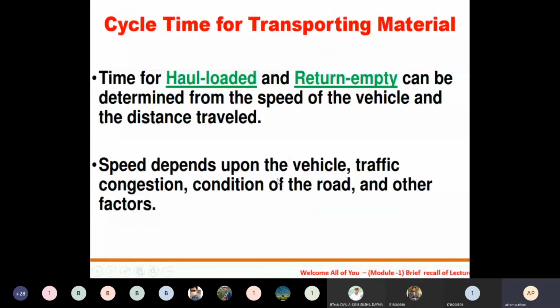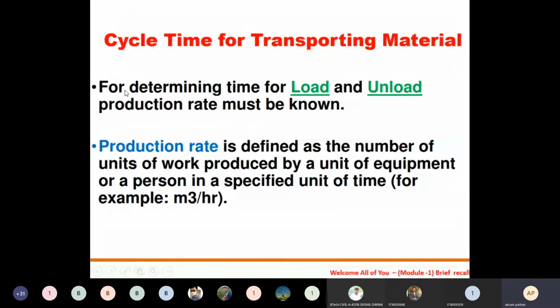So as the cycle time increases, the time taken by a vehicle to reach your construction site is the maximum. These are the things we have seen in the last lectures. Then again, we have to determine this cycle time and the production rate.